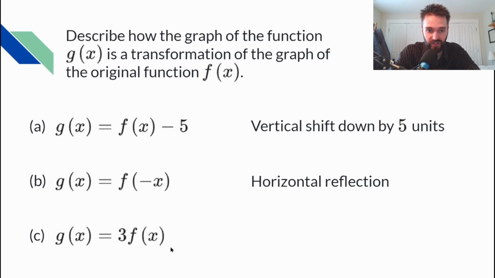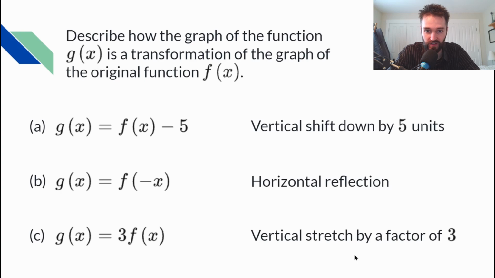And finally, for part C, we have g of x equals 3 f of x. So we're taking the entire function f and multiplying it by 3. That sounds to me like a vertical transformation, and since we're multiplying, it's a vertical stretch. This is a vertical stretch by a factor of 3.